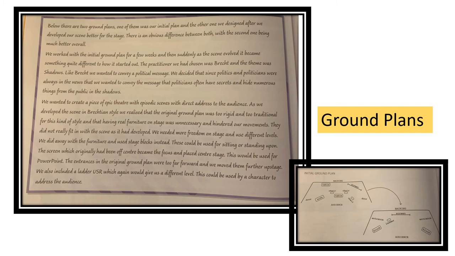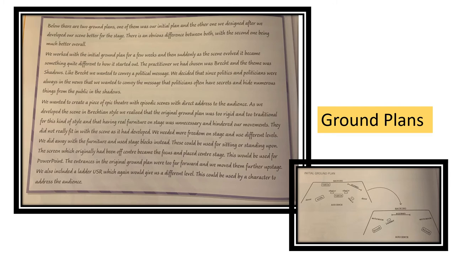As we developed the scene in a Brechtian style, we realised that the original ground plan was too rigid and too traditional for this kind of style, and that having real furniture on stage was unnecessary and hindered our movements. They did not really fit into the scene as it had been developed. We needed more freedom on stage and used different levels. We did away with the furniture and used stage blocks instead. These could be used for sitting or standing upon.